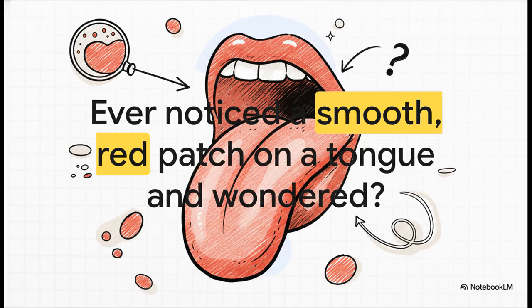So, have you ever seen this? A kind of smooth, maybe reddish patch right there in the middle of someone's tongue. It definitely looks a bit different, doesn't it? Well, you've probably just seen median rhomboid glossitis, and that's exactly what we're going to demystify today.